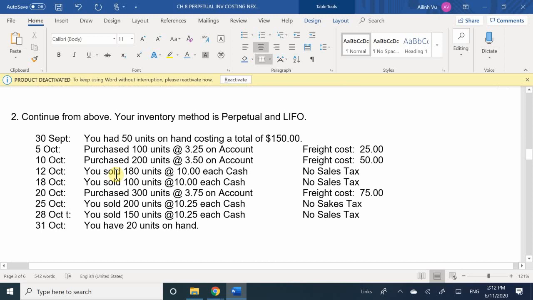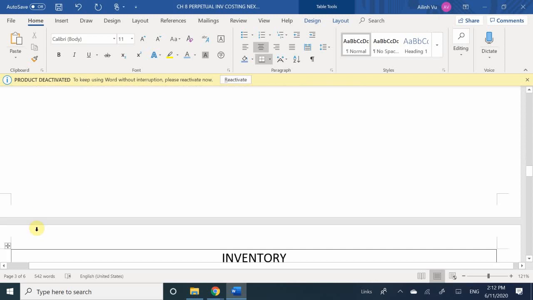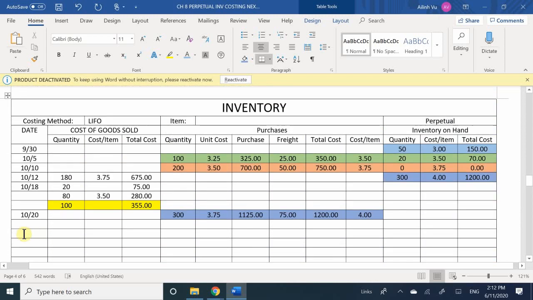So what happened next? On 25 October, you sold 200 units. The 25th of October, you sold 200 units? Okay, so where am I? Here. October 25th, I sold 200 units. Now let's look at our batches.